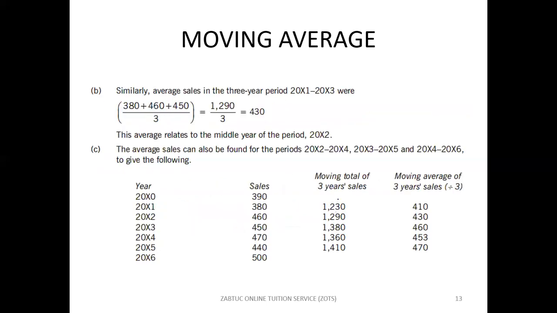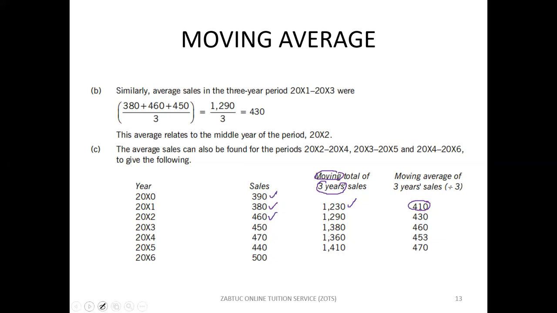So this is what we have. First of all, you have a moving total of 3 years. That one plus that one plus that one. That's the total. You divide by 3, you get that. Have we followed how a moving average is calculated, people? Yes. And as you can see, the movement is quite normal, moving from one year to another.